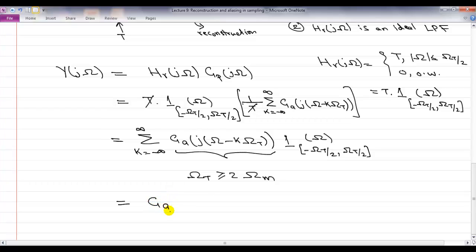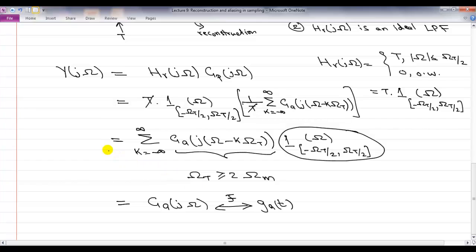So for k equal to 0, I get G_A of j omega. And for all the other values of k, this thing will be multiplied with 0, because for all the other values of k, the value of omega will be outside the range where this copy lies, right? So I'm just mathematically expressing the same thing that we saw earlier pictorially. So Y of j omega equals G_A of j omega, and that means if we take its inverse Fourier transform, that is G_A of t.